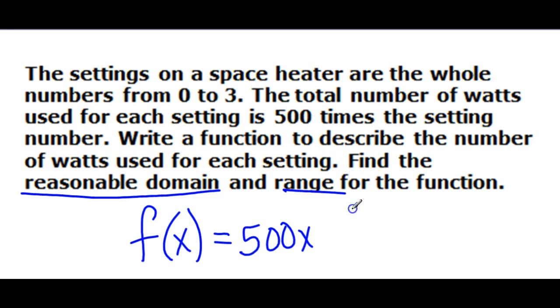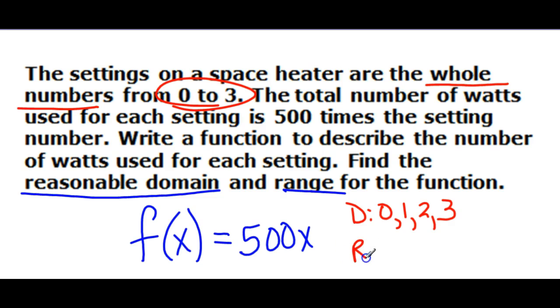So my domain would be my x values. Well, it says it has to be a whole number from 0 to 3. So that's going to be 0, 1, 2, and 3. That means the range would be, well, what's 500 times 0? 0. What's 500 times 1? 500. 500 times 2? 1,000. And 500 times 3? 1,500. So in this case, my domain and range are different. And that's it.